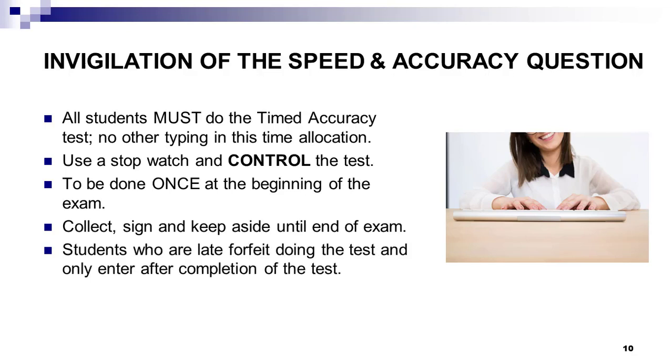If a student is late and not present during the timed speed and accuracy question, this question is forfeited. The student will only be allowed to continue with the rest of the examination thereafter. If a student is present but did not do this question, the student will only be allowed to continue with the rest of the examination when the duration of the speed and accuracy question has been concluded. All uncontrolled speed and accuracy questions will not be marked.